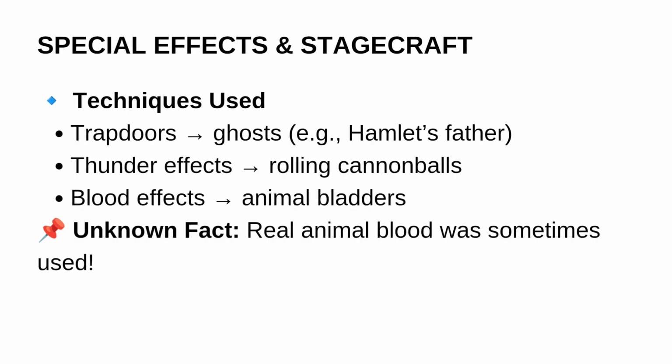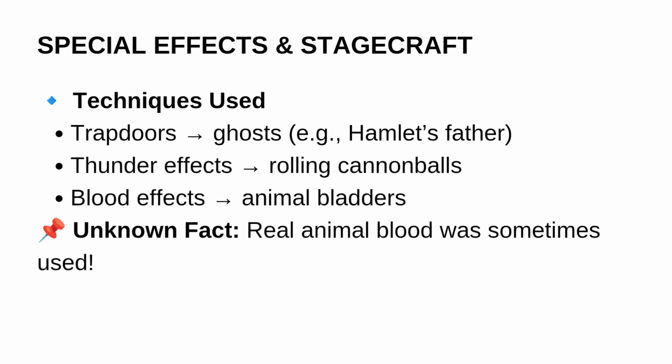Now let us look at special effects in Shakespearean theatre, which are simple but very effective. Even without modern technology, theatres created powerful visual and sensory experiences using practical techniques. First, trapdoors. These were built into the stage and used for sudden appearances and disappearances. They were especially useful for supernatural scenes. For example, in Hamlet, the ghost of Hamlet's father could appear in a dramatic way using such stage mechanisms.